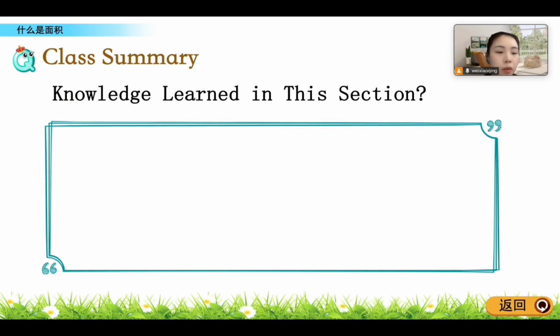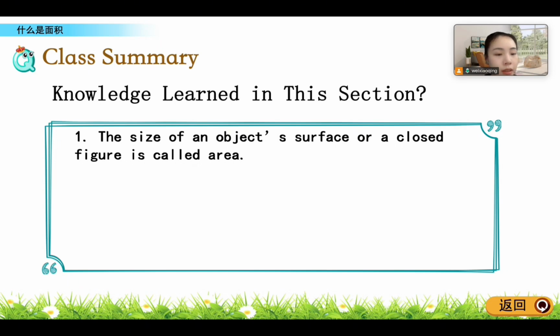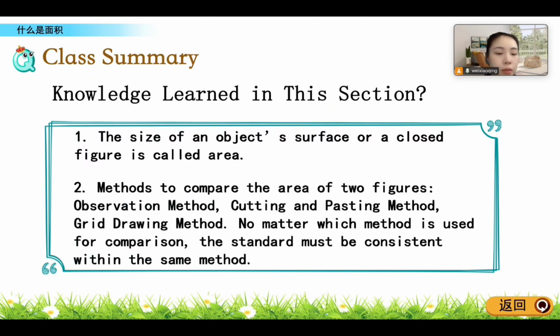In this section, we mainly learned two things. Number one, the meaning of area. The size of an object's surface or a closed shape is its area. Number two, methods to compare the area sizes of two shapes. Observation method, overlapping method, grid method. Note: no matter which method is used for comparison, the standard must be unified in the same method.